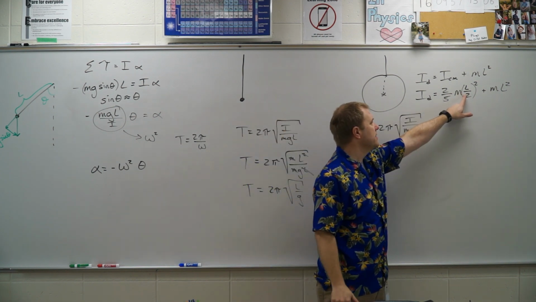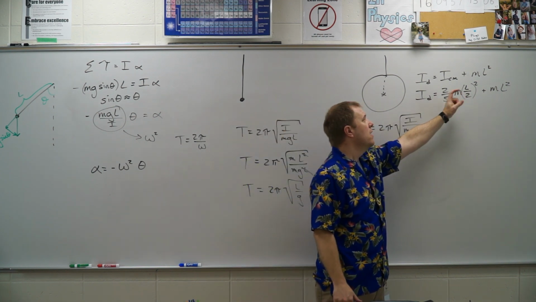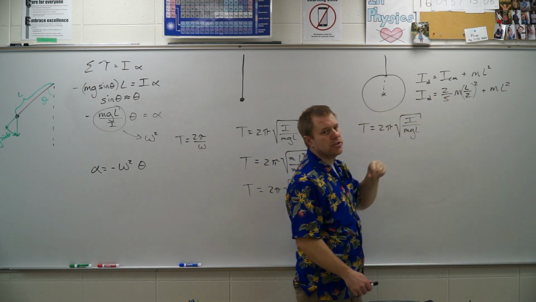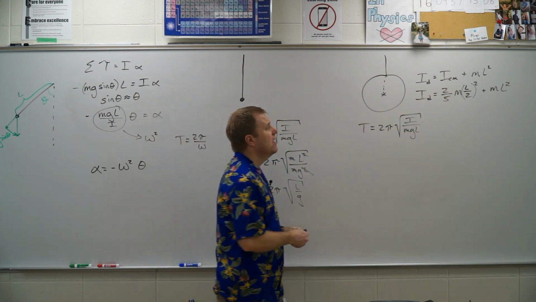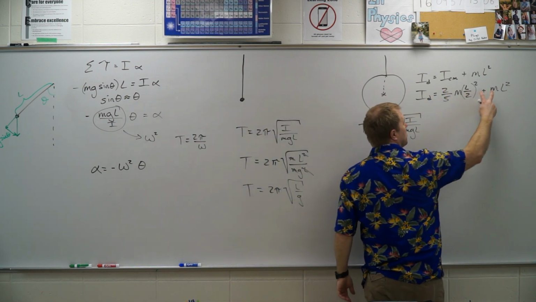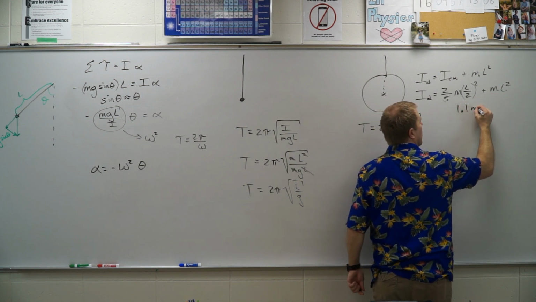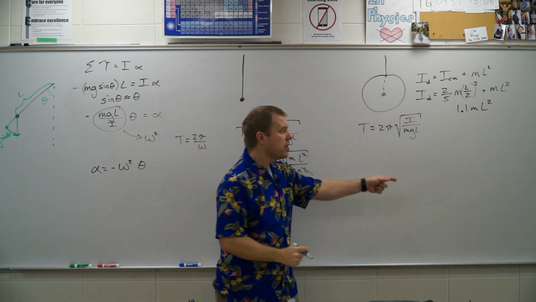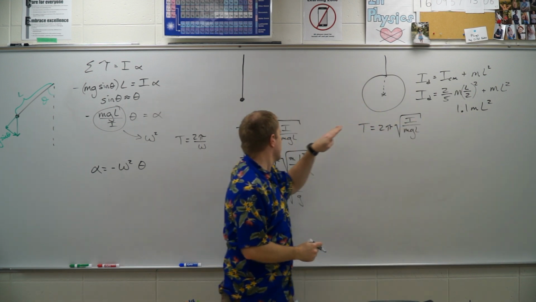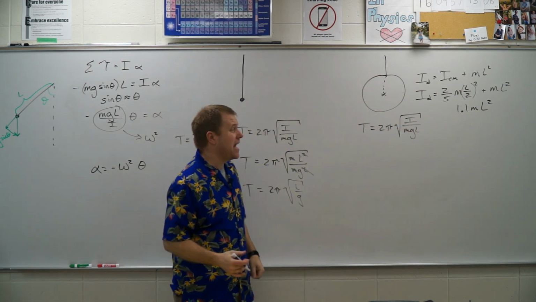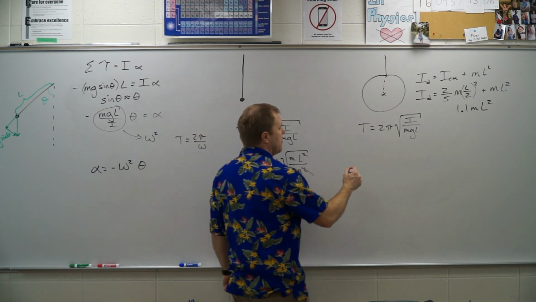So let's bring this out. I get 1/4, and 1/4 times 2/5 gives me 1/10. 1/10 mL squared plus mL squared gives me 11/10, or 1.1 mL squared. So you can already see that the moment of inertia is not terribly different, about 10% different. So let's see how that plays out now.